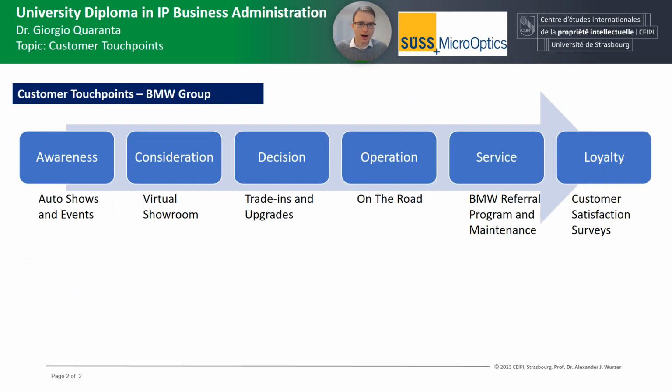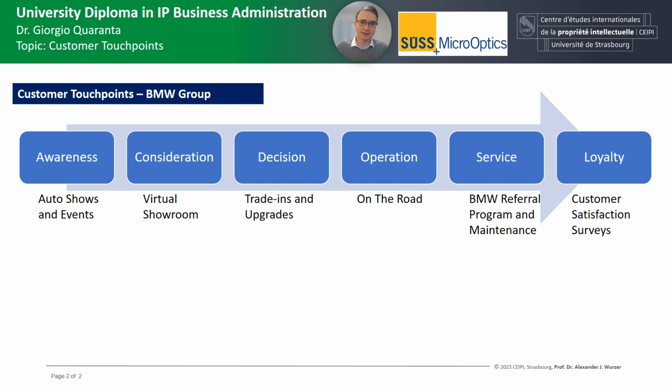Now I would like to show a specific example of those customer touchpoints, which I found particularly relevant. I took as an example the BMW Group, the big German automotive group. In particular, I found that it is possible to divide the different stages of the customer journey into the awareness phase, in which we have auto shows and events, and the consideration stage, in which the customer looks at the virtual showrooms online to understand the different cars and start considering the purchase.